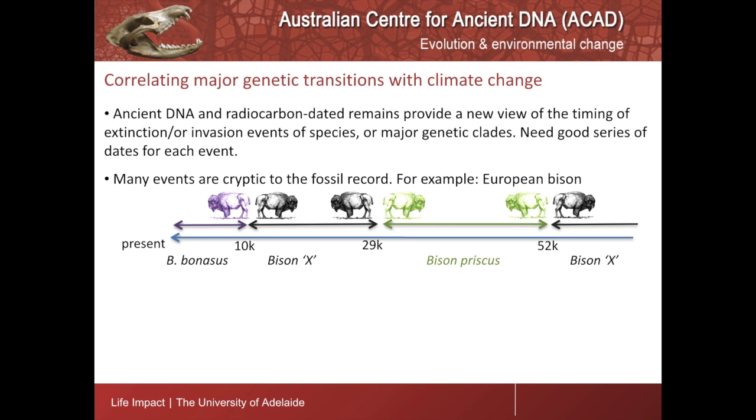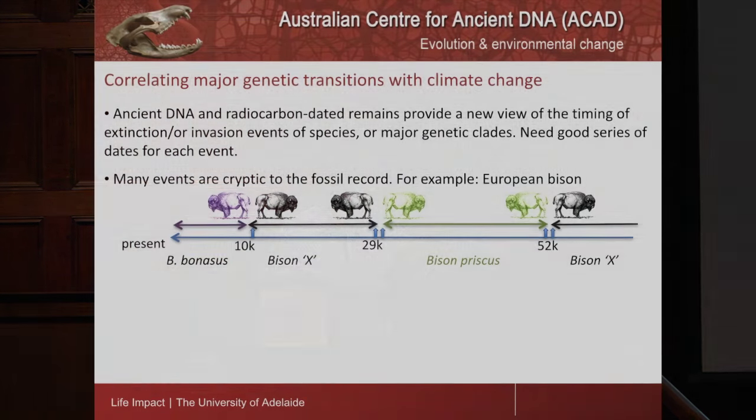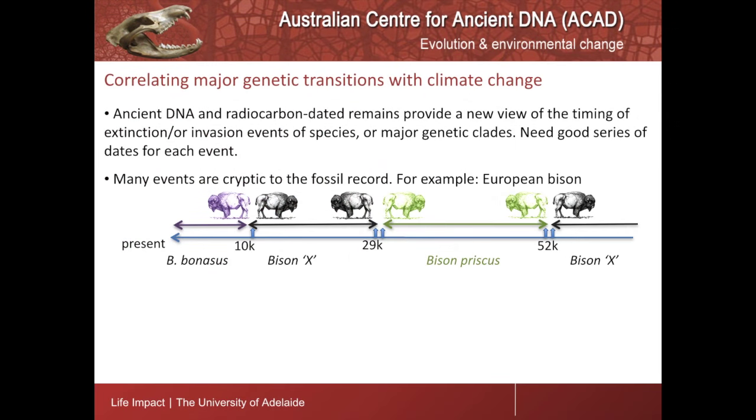We can say that time point's important, this one's important, so is that and so is this. As long as we've got enough carbon dates in the series, we can estimate when these times are and then go looking at the climate record, or the environmental record, to see what might be causing it. And so that's what we've done. We've taken from that series five different time points. We didn't take this one because we don't have good carbon dates for when Bison bonensis finally turns up.